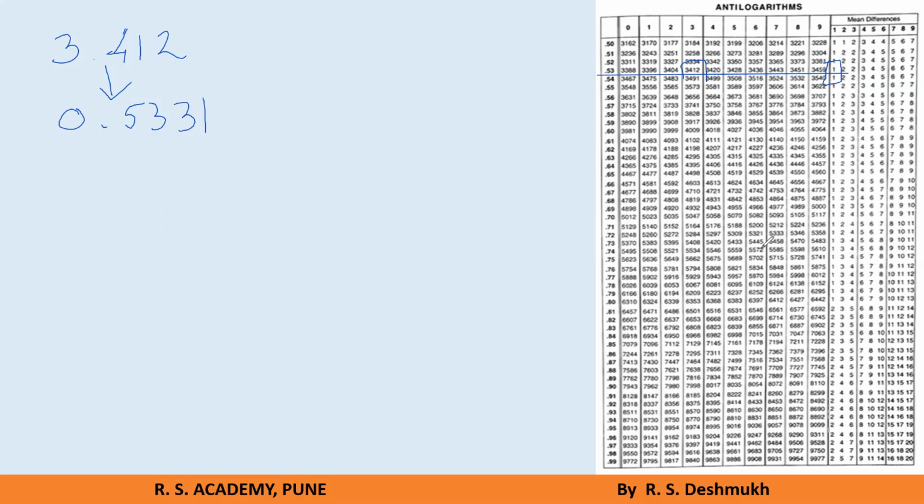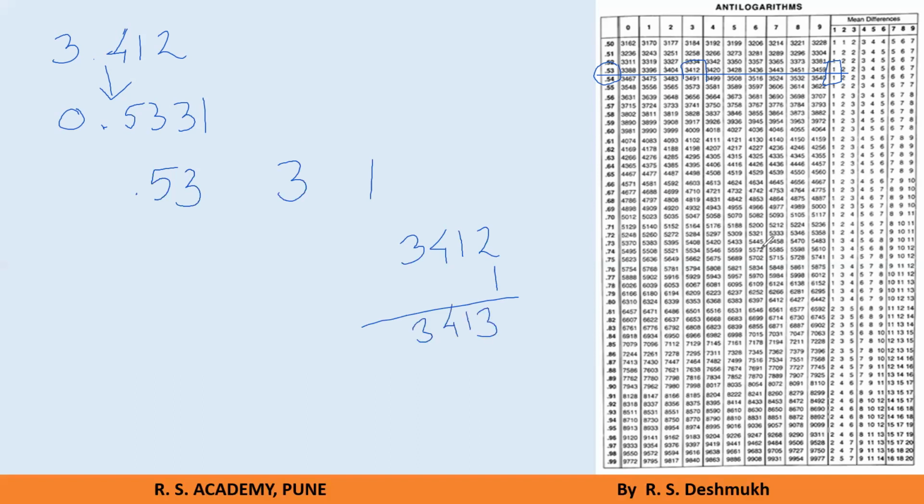Observe carefully. Again, we separate it into parts after the decimal. I am thinking only about the digits after the decimal. The first two digits are 53, thereafter 3, and the last one is 1. So I will find the value of 0.53, because the decimal is there. In the antilog table, in the row 0.53, the value under 3 is 3412, and under 1 it is 1. So it is 3412 plus 1, that is 3413.